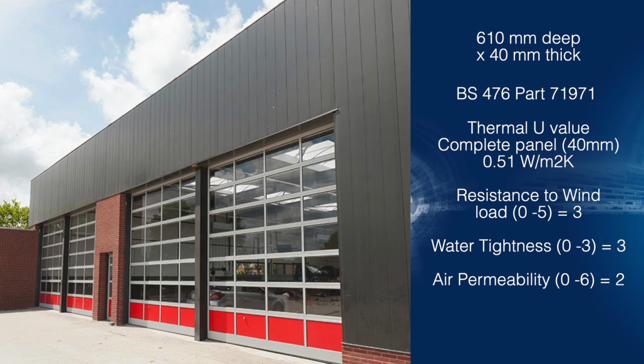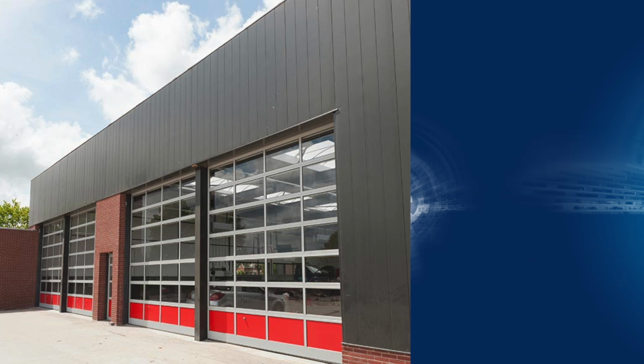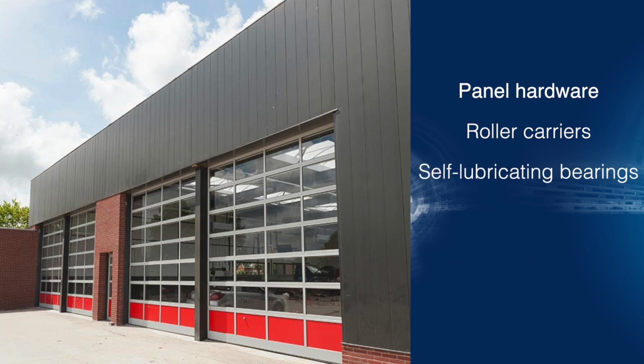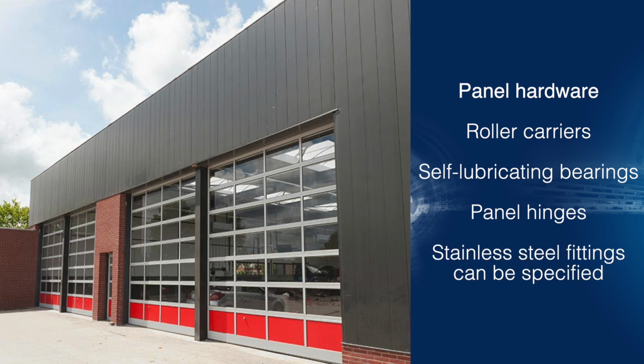Additional thermal performance can be enhanced by adding a thermo frame with a sound reduction rating of 24 decibels. The industrial overhead sectional door panels, external and internal faces, are available in polyester powder coating in a range of colours. The external face is also available in a standard range of plastisol colours. The panel hardware includes adjustable, galvanised steel roller carriers equipped with self-lubricating bearings, along with intermediate galvanised panel hinges. For harsh environments, stainless steel fittings can be provided as a bespoke specification.